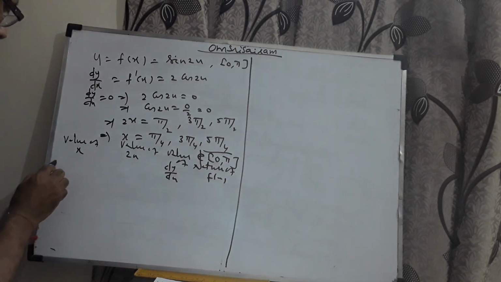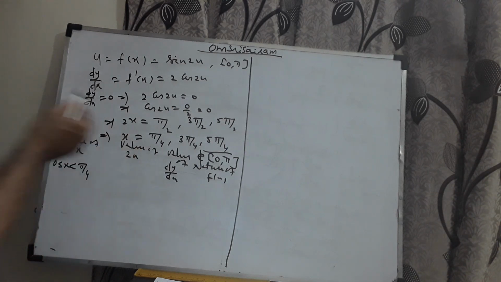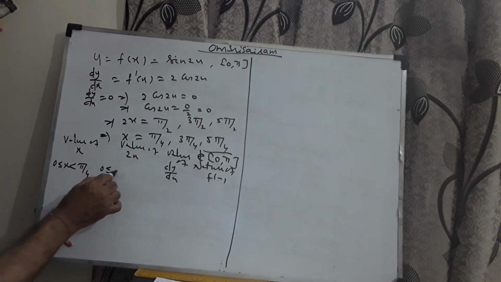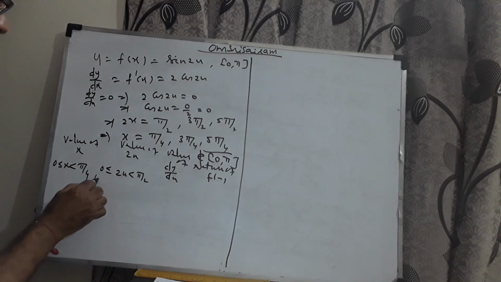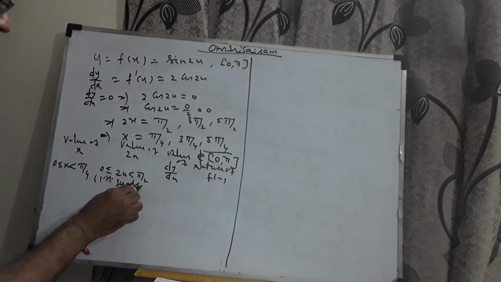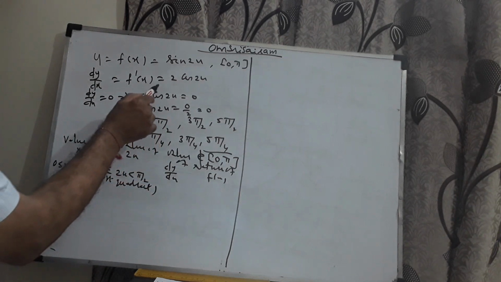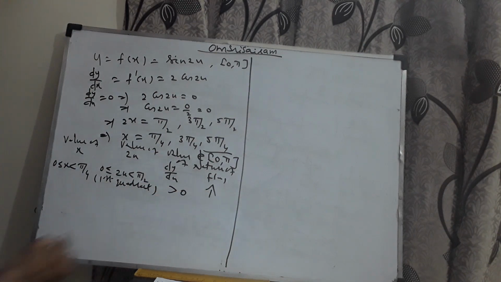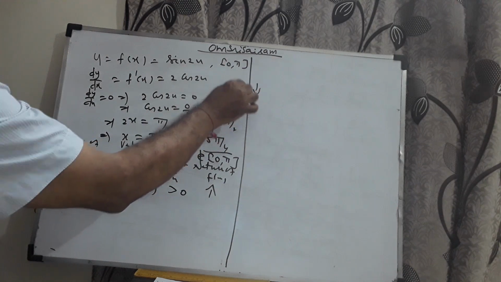Let me take 0 less than or equal to x less than pi by 4. Then 0 less than or equal to 2x less than pi by 2. It's an angle in the first quadrant. In the first quadrant, all trigonometric values are positive. Therefore, 2 cos 2x is also positive. When dy by dx is positive, the function is increasing. This symbol is used for increasing, and this symbol is used for decreasing.